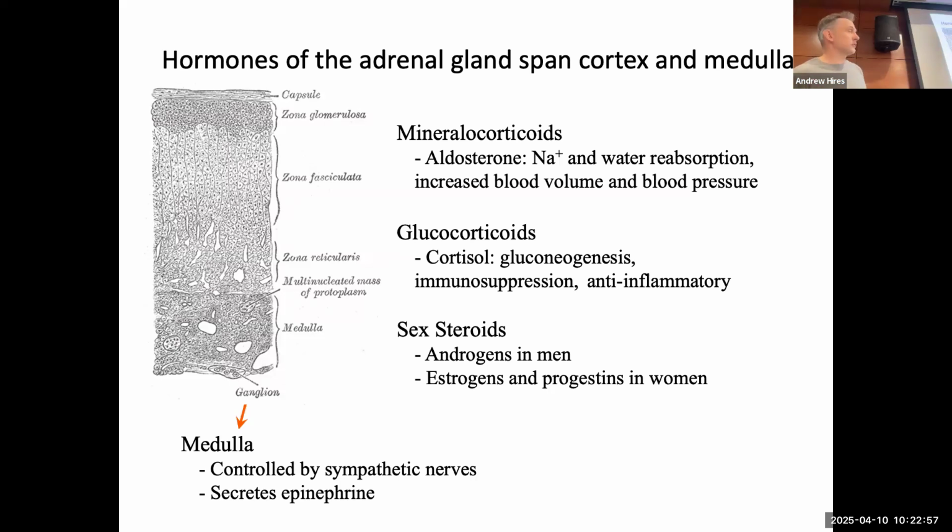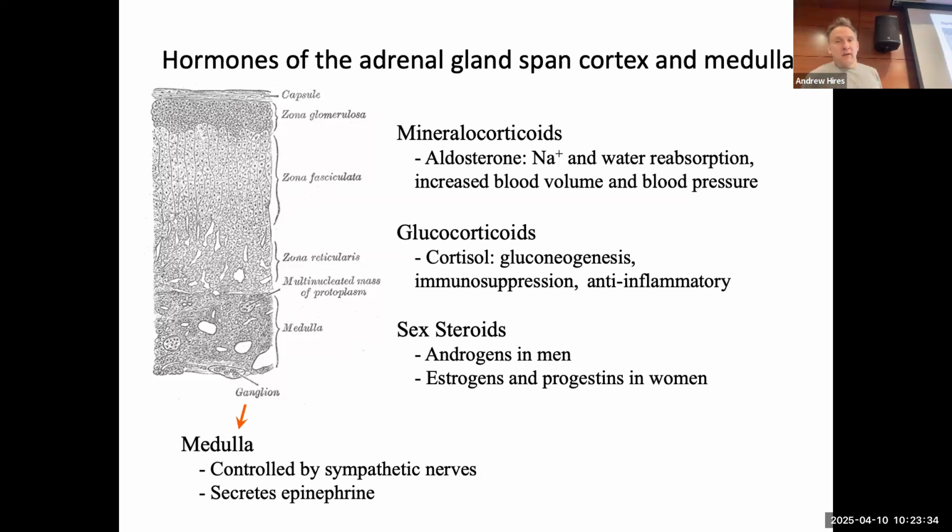The outermost layer is going to release mineralocorticoids, the most important one of which, the only one you need to know, is aldosterone, which is going to increase sodium and water reabsorption. That will tend to increase our blood volume and blood pressure. Then in the middle, we've got glucocorticoids. The primary one that is important there is cortisol. Release of cortisol is going to cause an increase in blood glucose levels. It's going to suppress your immune system. It's an anti-inflammatory. It's basically a stress response, and that will tend to break down muscle.